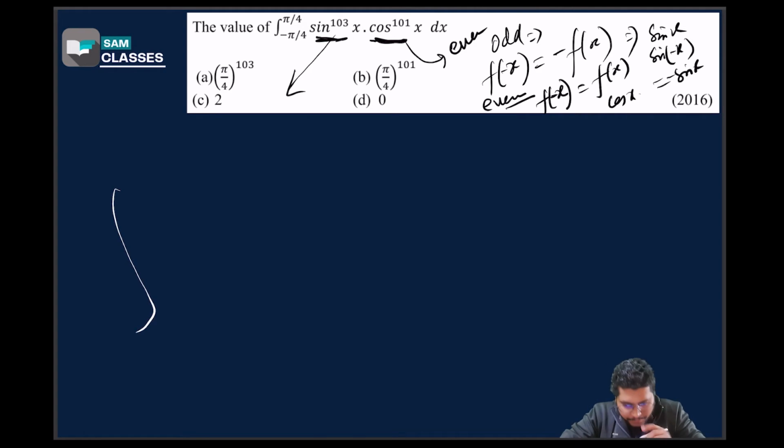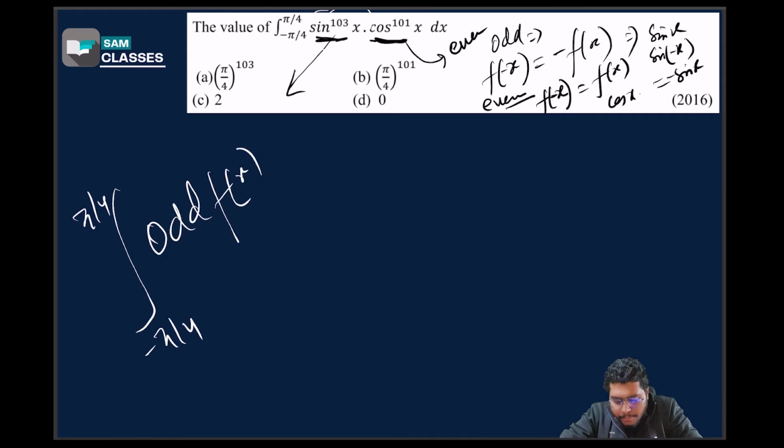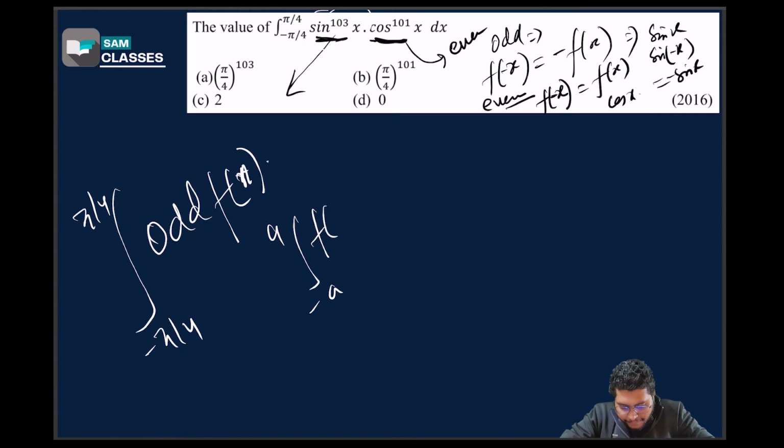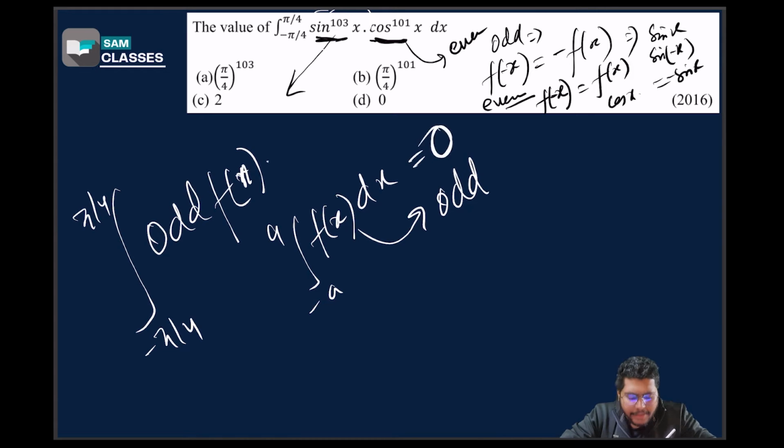Once you know this, and we know odd into even function is an odd function, correct? So now this whole function is from minus pi by 4 to pi by 4, and we have an odd function here. Now if you remember the property of definite integral, very important: integral from minus a to a of f of x dx, and this f of x is an odd function. Directly you put the answer 0, that's it. Nothing more than that. So without touching the pen, I could have solved it in less than 5 seconds.